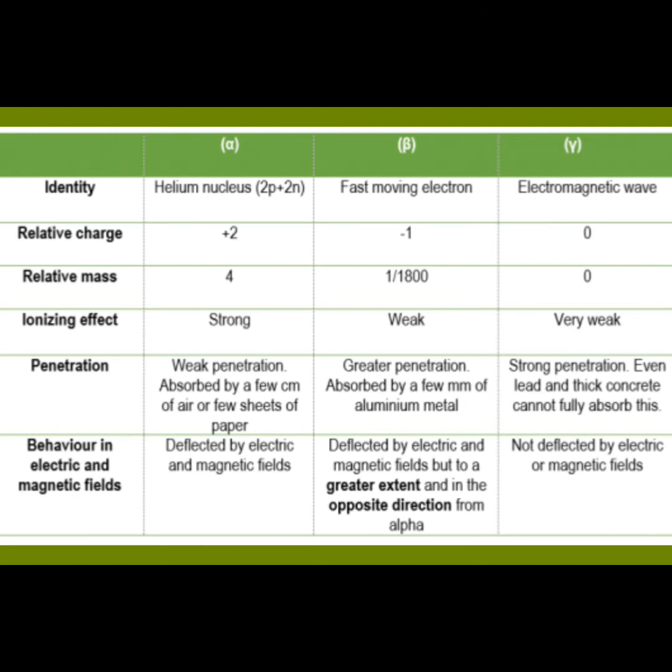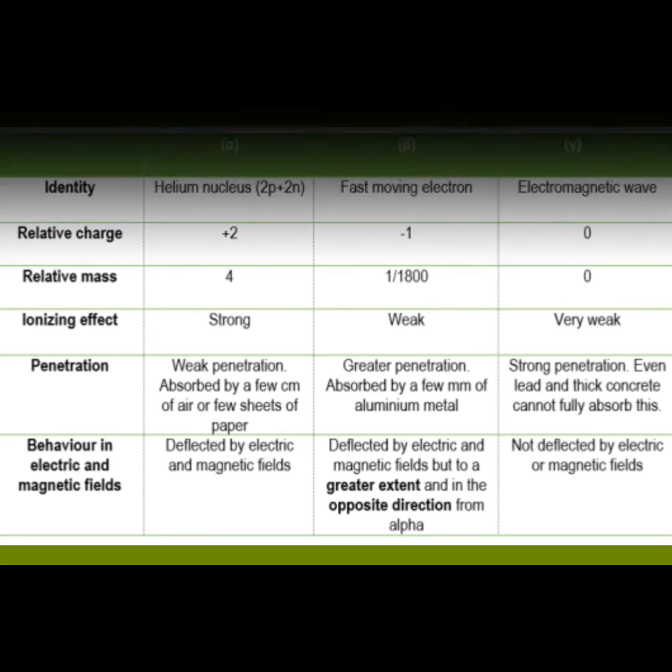The behavior in electric and magnetic fields. Alpha particles are deflected by electric fields. Even beta particles are deflected by electric fields. Gamma rays are not deflected by electric or magnetic fields.